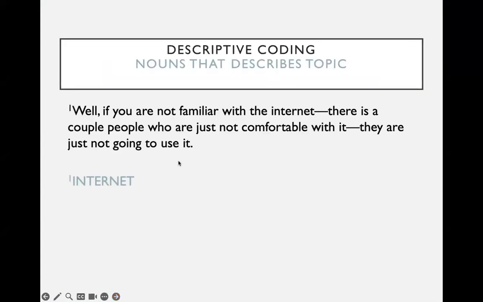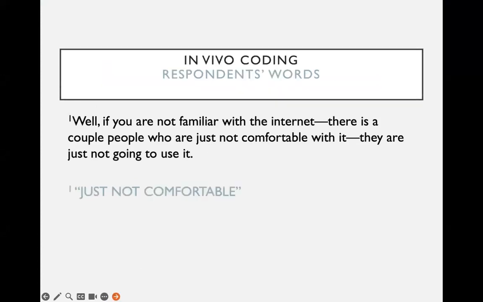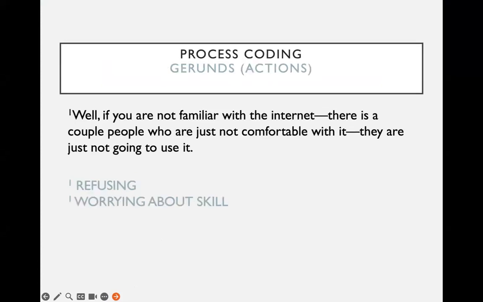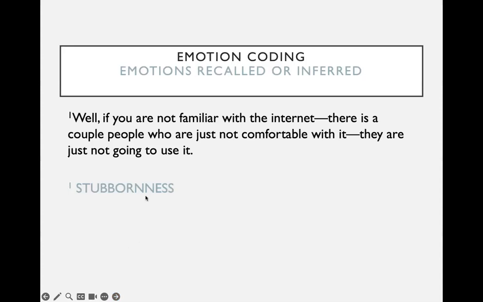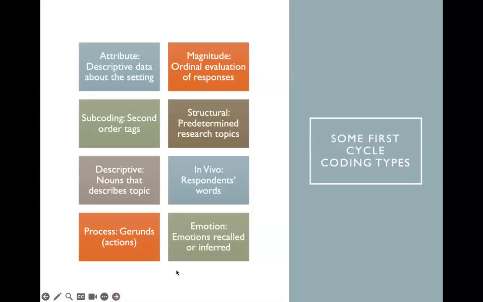And then descriptive coding, nouns that describe the topic best. Internet. In vivo coding, just not comfortable. Process coding, refusing, worrying about skills, that's also using gerunds. Emotion coding, like stubbornness, that can be done also. So, some first cycle coding types will include attributes, describing data about the setting, magnitude, ordinal evaluation of responses, subcoding, second order tags, structural coding, predetermined research topics, descriptive coding, nouns that describe topics, in vivo, respondents' words, process coding, gerunds, emotion, or emotions recalled or inferred.